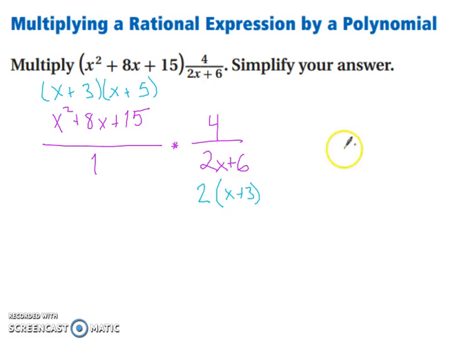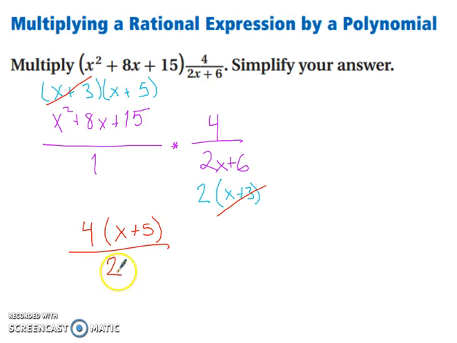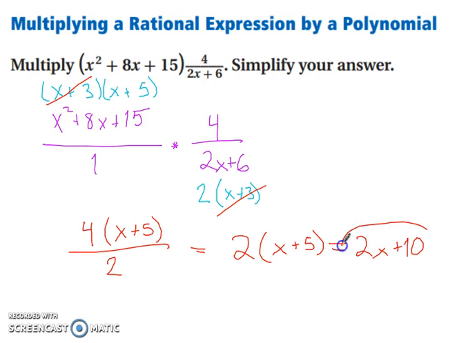Now you should notice that there are two things that are the same. We have x plus 3 and x plus 3. So this leaves us with 4 and then x plus 5 as our numerator and 2 times 1, or 2, as our denominator. So we can simplify our fraction here. 4 halves is the same as saying 2. So this is equal to 2 times x plus 5. And then if we distribute the 2, we'd end up with 2x plus 10.